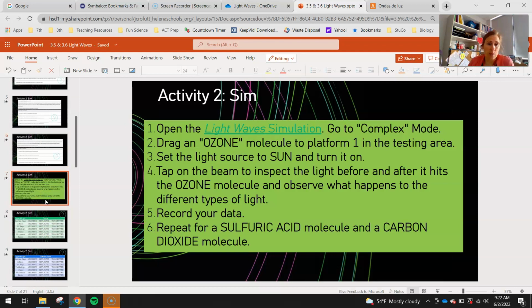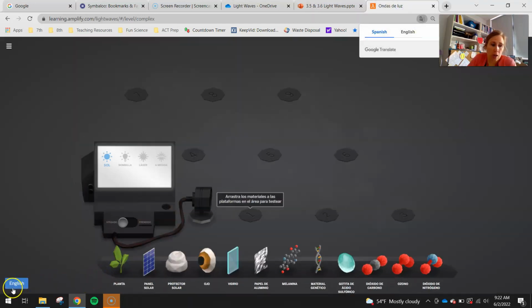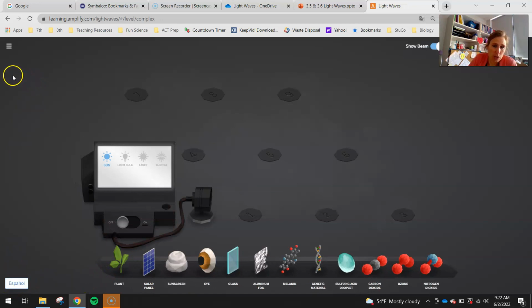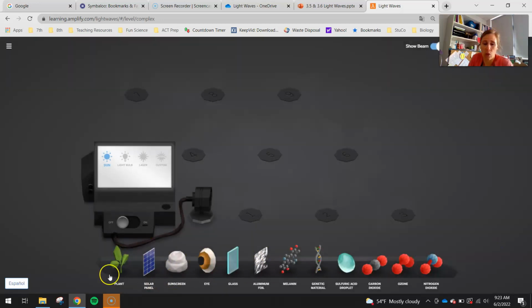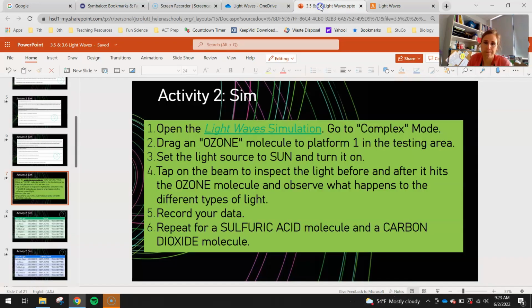Okay, moving on to the sim, I made you some generic instructions here. So you'll need to open the Lightwave sim. Here's your link. You need to make sure you're in complex mode. So when you open this up, you should open to complex mode. But what we see in complex mode is we have a whole wealth of items that we can test, including sulfuric acid, carbon dioxide, and ozone.